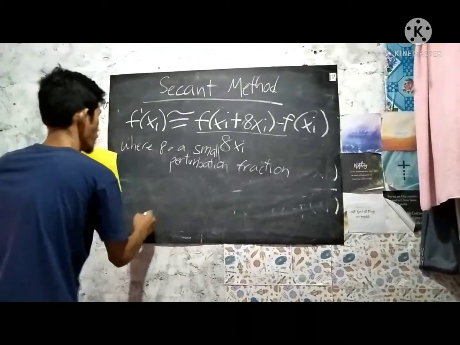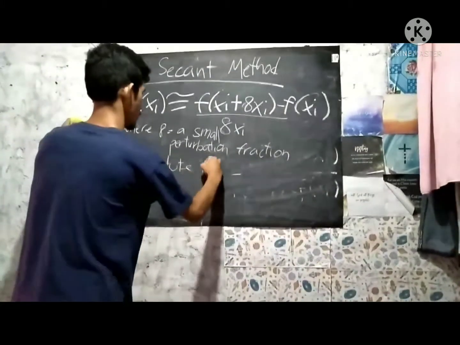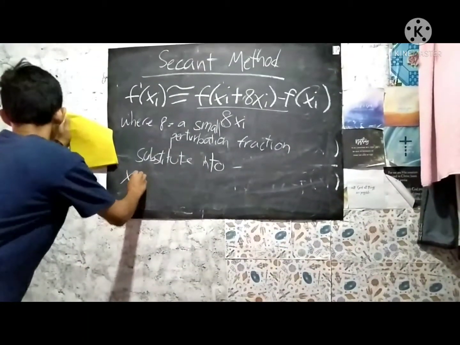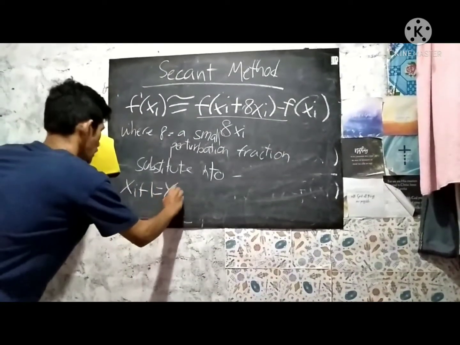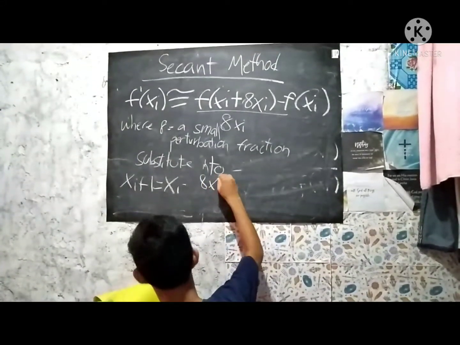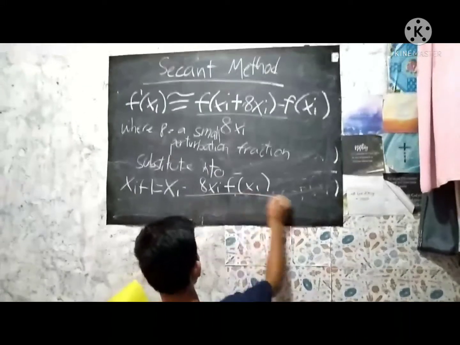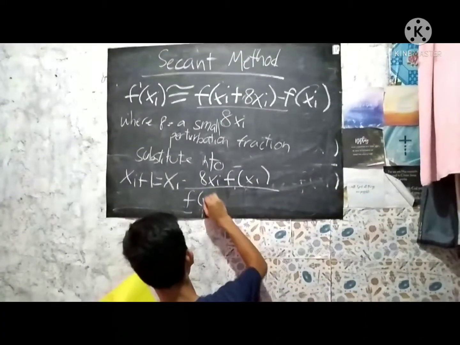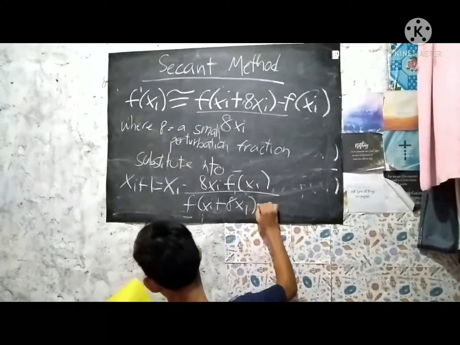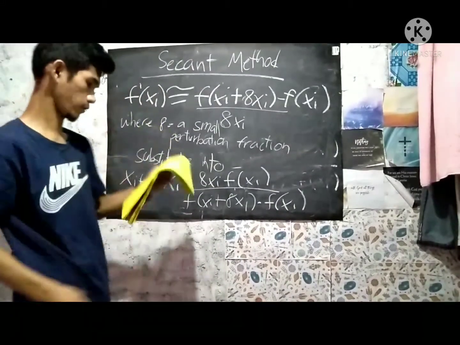Now substitute into here: x sub i plus 1 is equal to x sub i minus delta x sub i f of x sub i over f of x sub i plus delta x sub i minus f of x sub i. So that is the equation of the second method. Thank you.